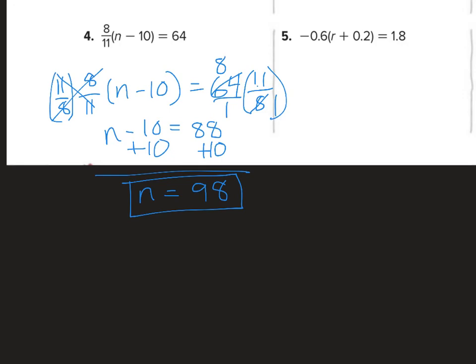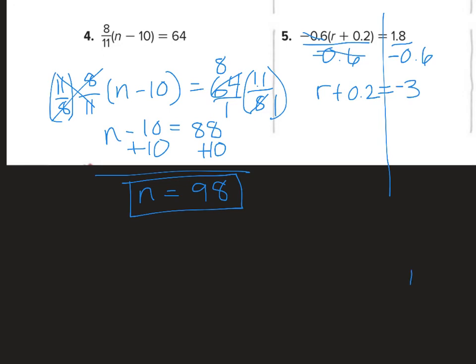Number 5 says negative 6/10 times r plus 2/10 equals 1 8/10. For these kind, when it's a decimal, you just have to divide by the decimal. Divide by negative 0.6. This becomes 1 times r plus 2/10. And then 1.8 divided by 0.6 is 3. And then that's a negative 3.